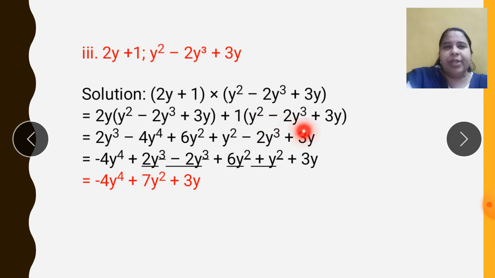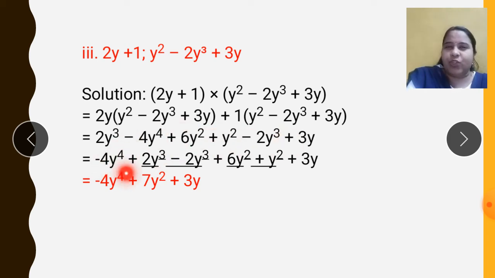Now 1 is to be multiplied with this, means as it is you have to write. Since it is plus 1, you need not even change the sign. Copy it as it is. y square minus 2y cube plus 3y. Collect the like terms. y cube is here, y cube is here. So collect the like terms together. Before cube, I can see the highest order as 4, y raised to 4, correct? So there is no other like term, so we'll write that first.